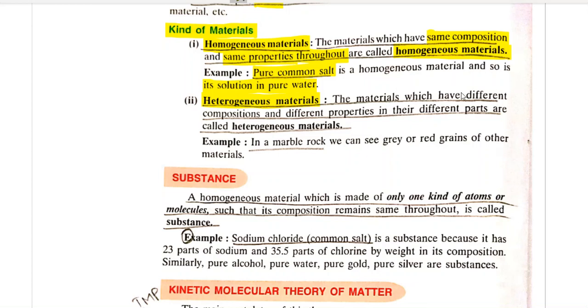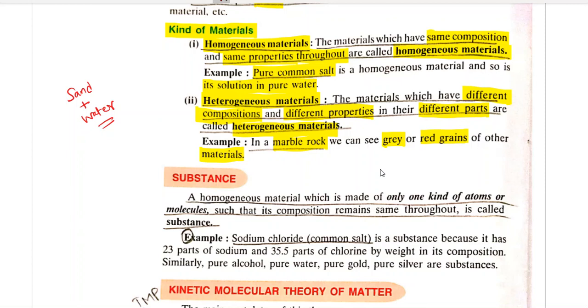Heterogeneous materials: the materials which have different compositions and different properties in their different parts are called heterogeneous materials. In a marble rock, we can see gray or red grains of other materials. I'll give you one better example. If you take sand plus water, if you add some sand and water, that is a heterogeneous material because you can see that the sand is separate in water. It does not mix thoroughly. It has a different composition. At the bottom of the container, all the sand has collected itself, right? So sand plus water is basically an example of a heterogeneous material.